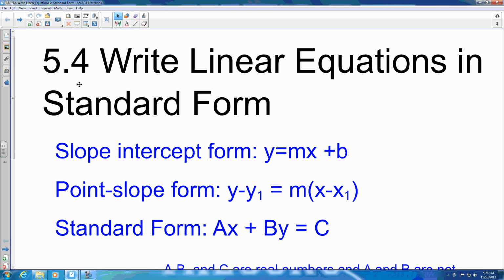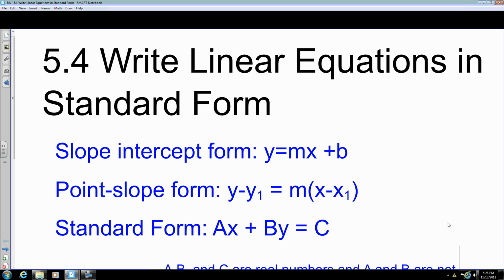Alrighty, so in section 5.4, we'll be writing linear equations in standard form. So up to this point, we've been able to write equations and functions in two different ways.